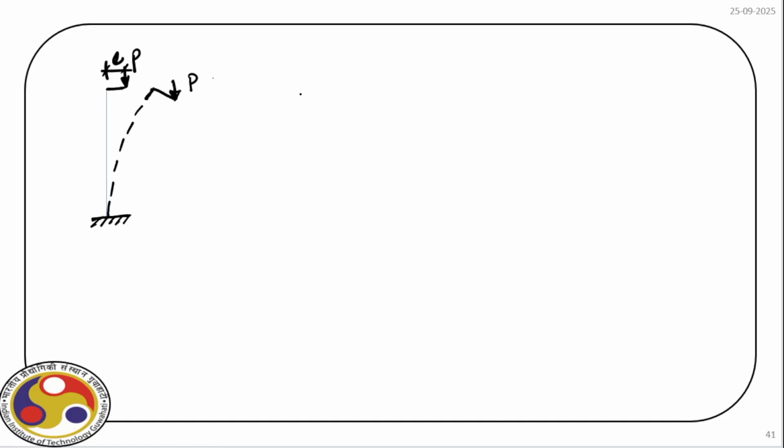Now for this problem, again, let this deformation here be a. Obviously, what is the moment acting? If we consider a section at a distance x from the bottom, so this is say y, M is equal to P times the lever arm. In this case, the lever arm is a plus e minus y.